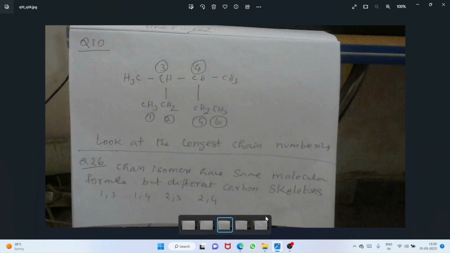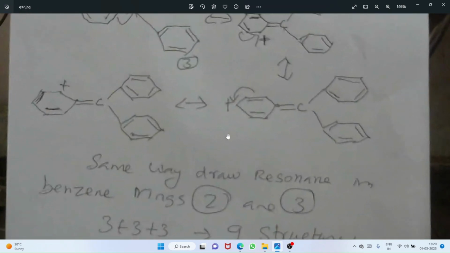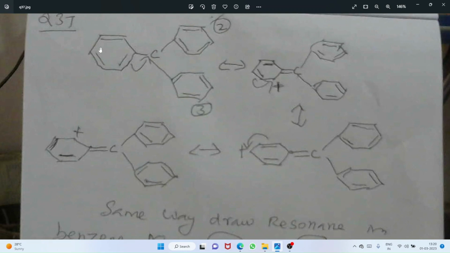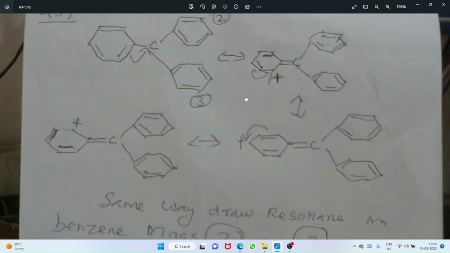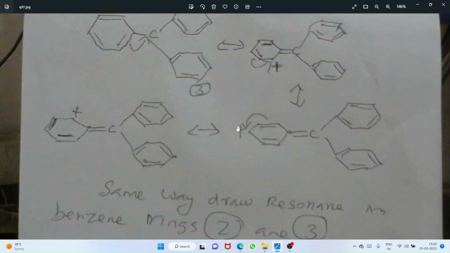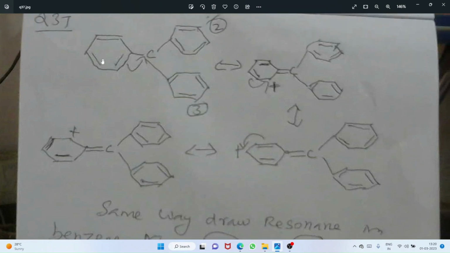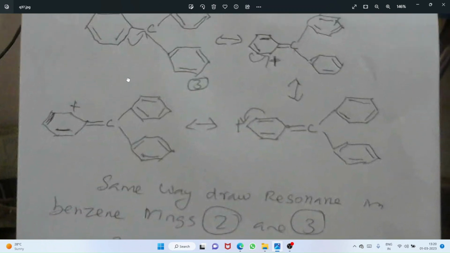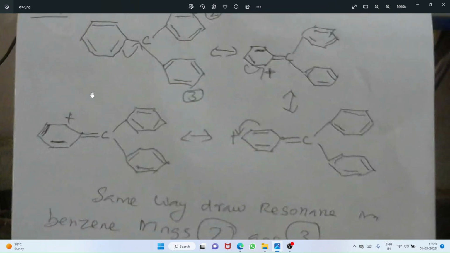You take the first ring, so you move the double bond. Now here you will get a positive charge, and here a double bond will be formed. Then you move this bond here, so you will get a positive charge here. Then move this bond here, you will get a positive charge here. So now I did it for one benzene ring. We can do it for the other two benzene rings also. So totally there will be 9 structures. For one benzene ring there are 3 more resonance structures.